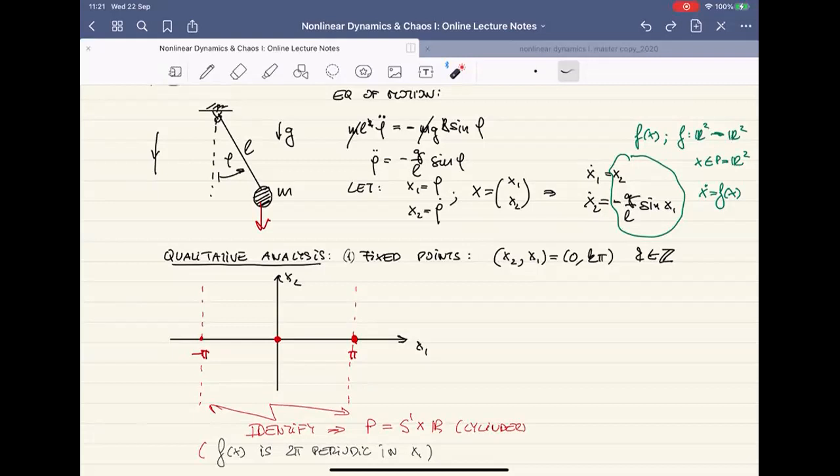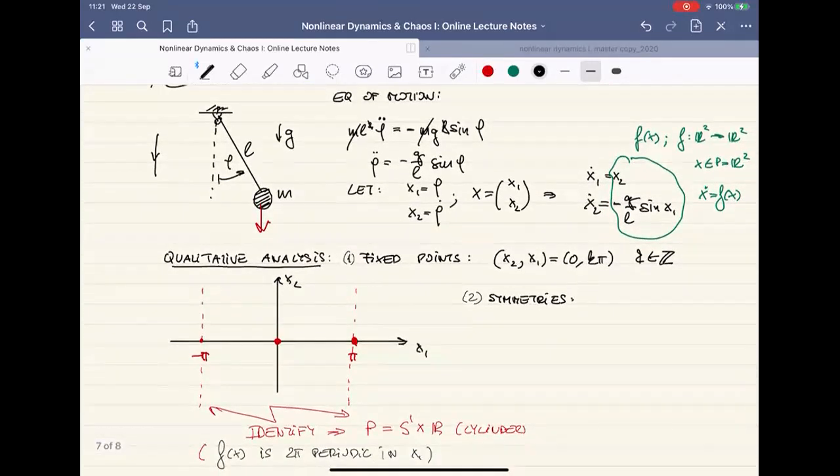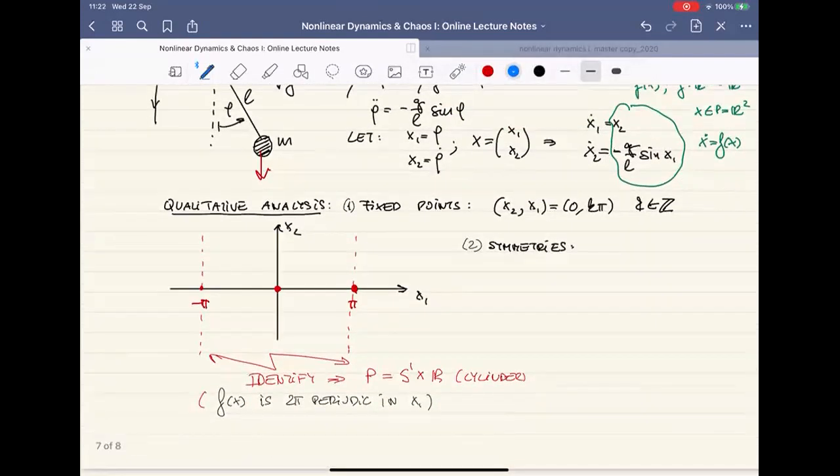One thing that is helpful, in fact, also in high-dimensional dynamical systems, is symmetries. If you see symmetries in the right-hand side, some of those symmetries will have to be inherited by the solution. So if you study the right-hand side in terms of its dependence on x1 and x2, the symmetries, I should say, of f of x, okay? So what are the symmetries?